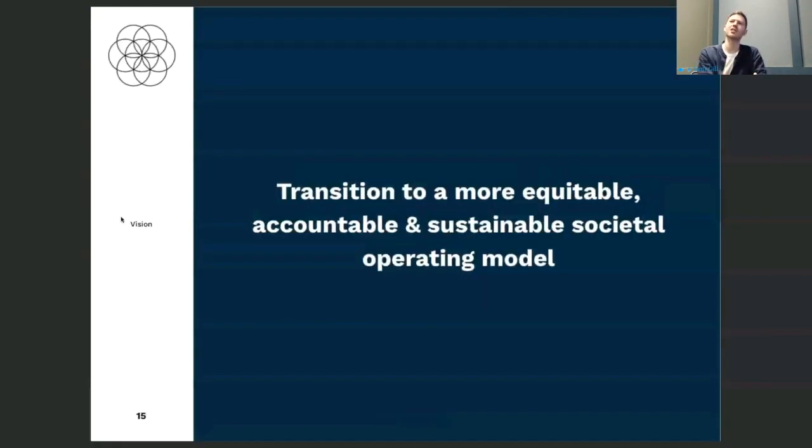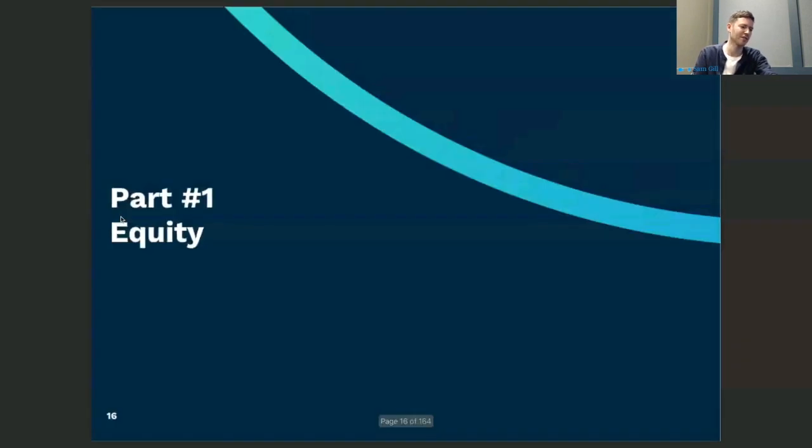So if the proposition is to be transitioning to a more equitable, accountable and sustainable society, or operating model, as we like to call it, then it makes sense to really look at whether or not we actually live in a paradigm that is equitable, that is accountable, that is sustainable. So this first part is looking at equity.